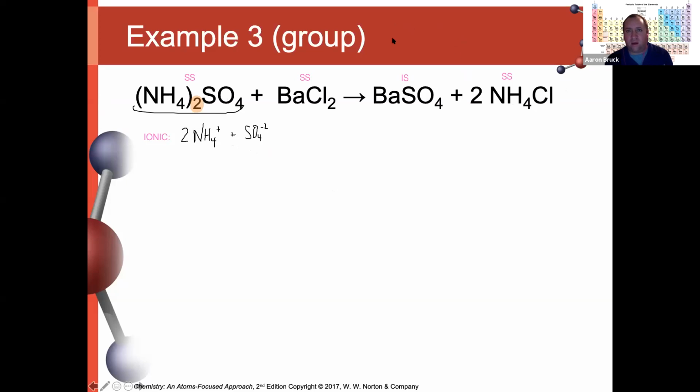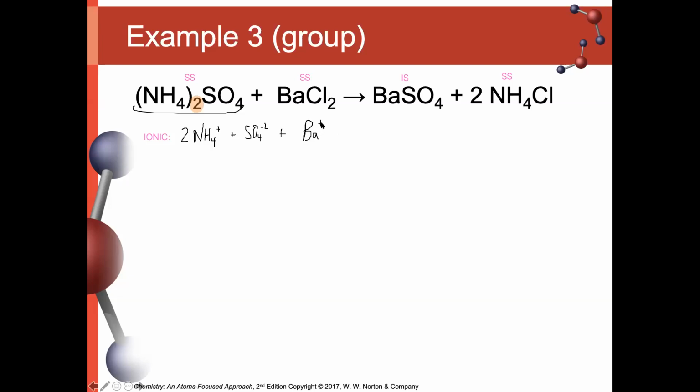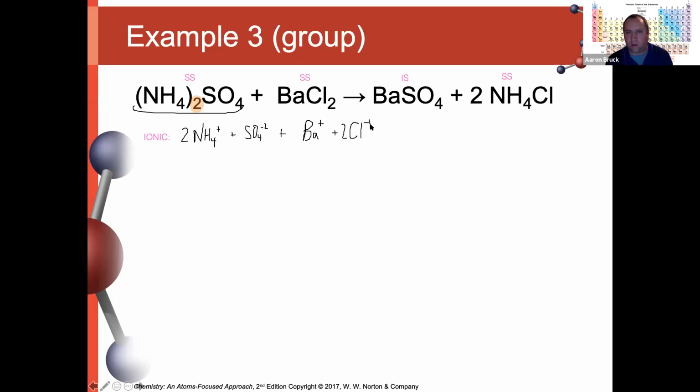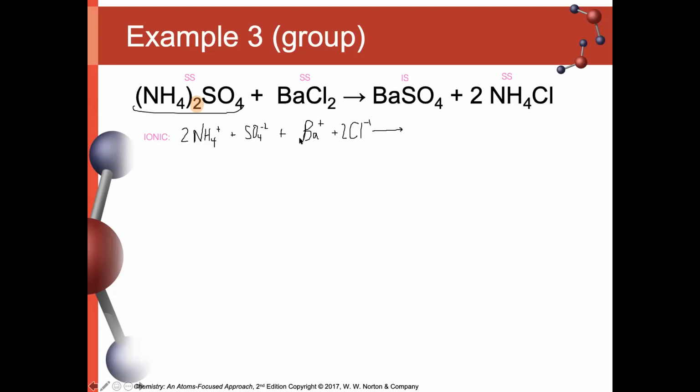Okay, so now that we've got that out of the way, we had barium. What's the charge on the barium? Plus 1. Plus Cl, or 2 Cl, minus 1. Okay, well, let's stop again real quick because we've made a mistake in here as well. Barium is a 2 plus, my bad.